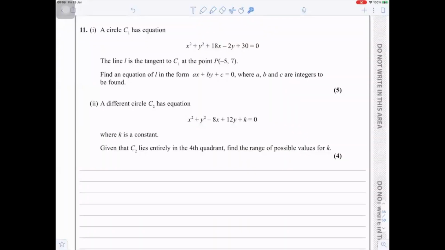Question number 11. A circle C1 has equation x squared plus y squared plus 18x minus 2y plus 30 equals 0. The line L is the tangent to C1 at the point P (-5, 7). Find an equation of L in the form ax plus by plus c equals 0, where a, b, and c are integers to be found.